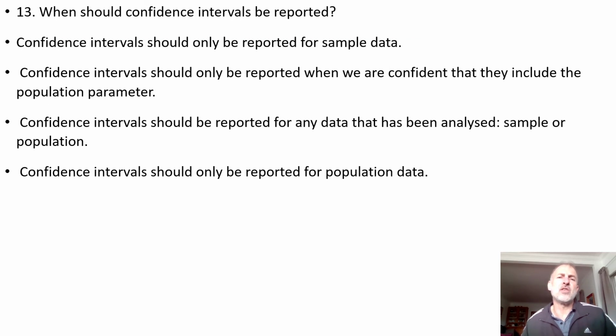When should confidence intervals be reported? Question number 13. Confidence intervals should only be reported for sample data. Confidence intervals should only be reported when we are confident that they include the population parameter. Confidence intervals should be reported for any data that has been analyzed, sample or population. Confidence intervals should only be reported for population data. Okay, people, confidence intervals should be reported for any data that has been analyzed, sample or population.